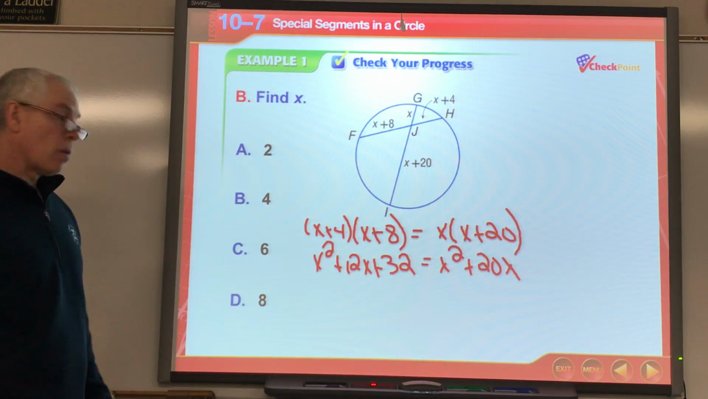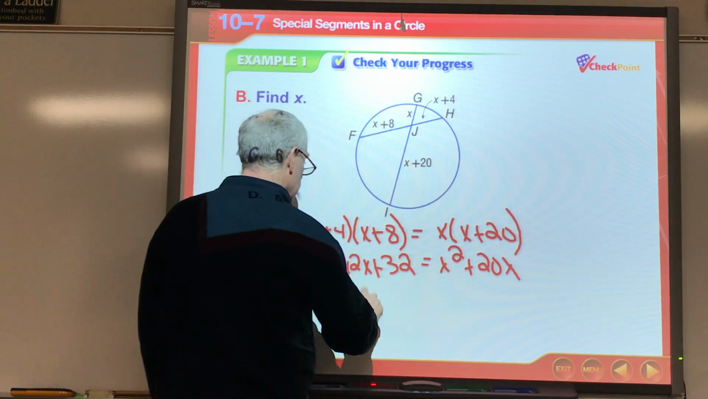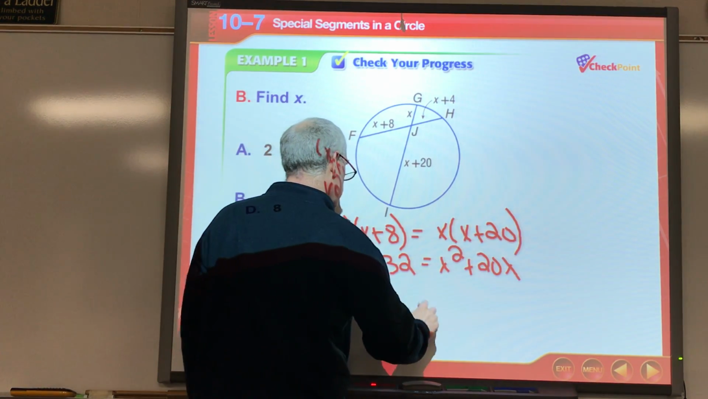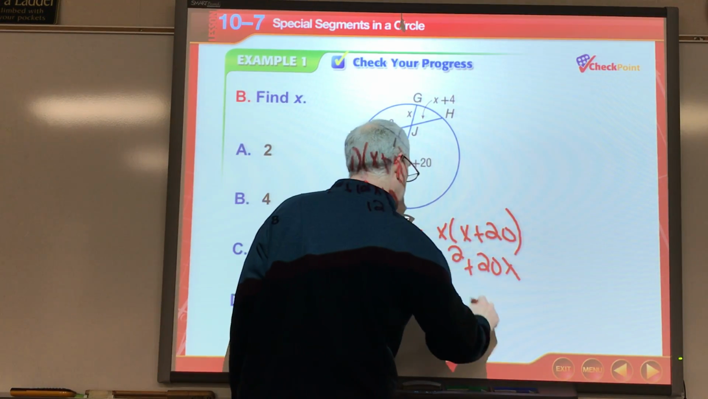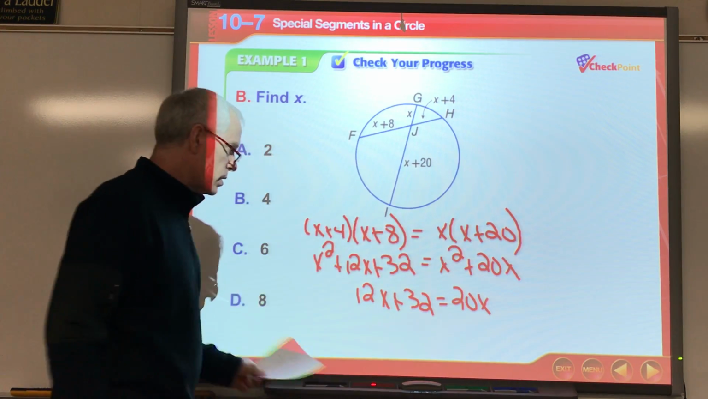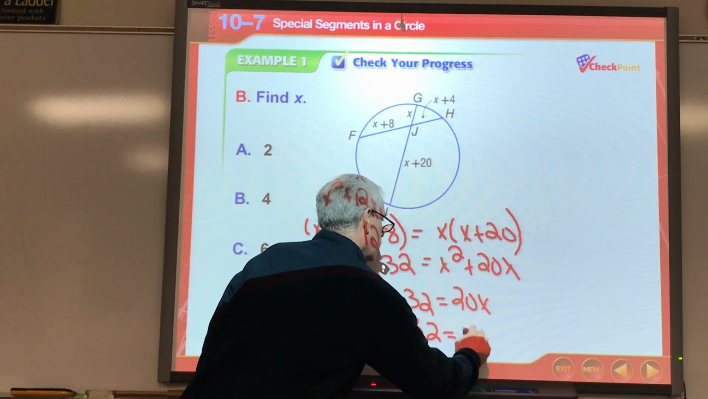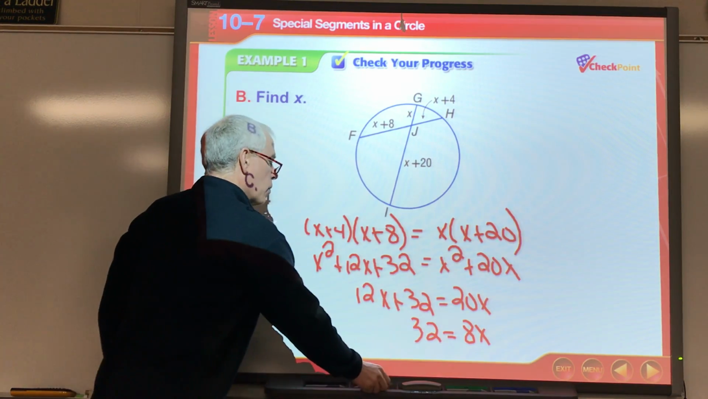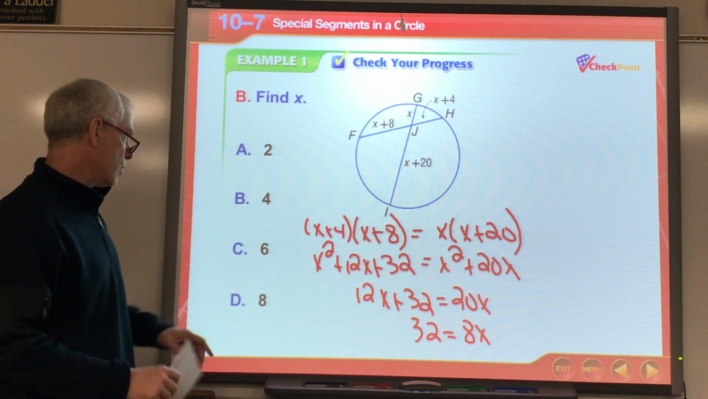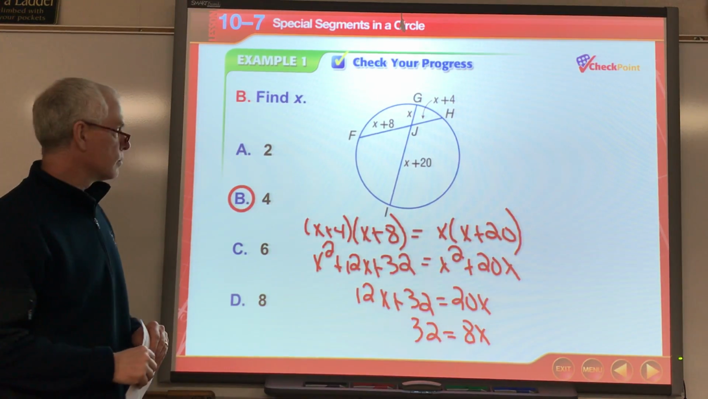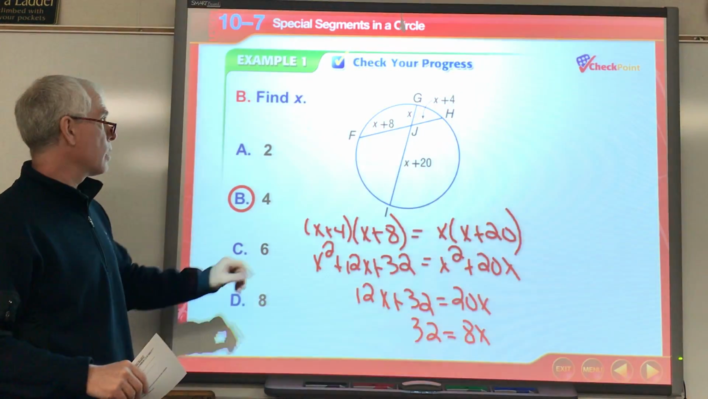If you subtract x squared from both sides, you're going to lose your x squared. So I get 12x plus 32 equals 20x. I'm going to subtract 12x from both sides. Okay? And then when I divide by 8, 32 divided by 8 gives me 4. Okay, so if you did that right, give yourself a pat on the back.